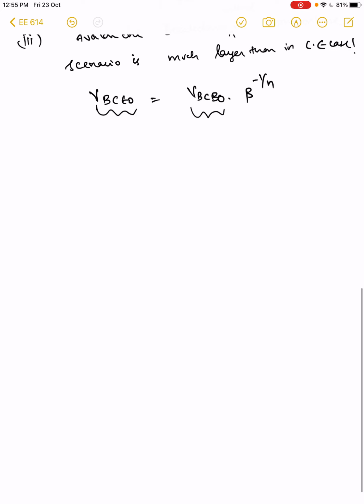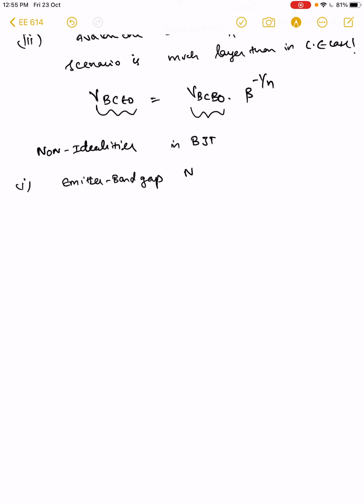So that is the actual topic of discussion today, which is non-idealities in BJT. Right. So let us start with the first non-ideality, which has to do with emitter band gap narrowing. The reason why this happens is our greed to have a higher emitter injection efficiency.